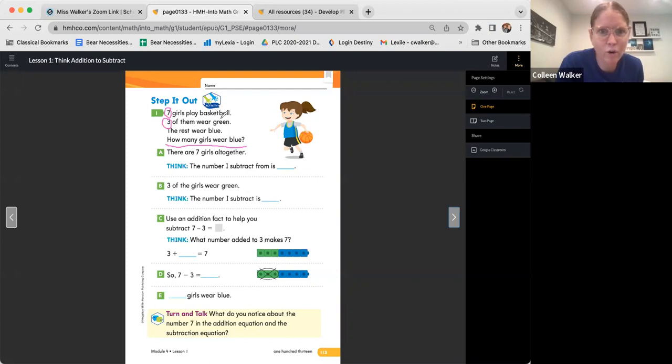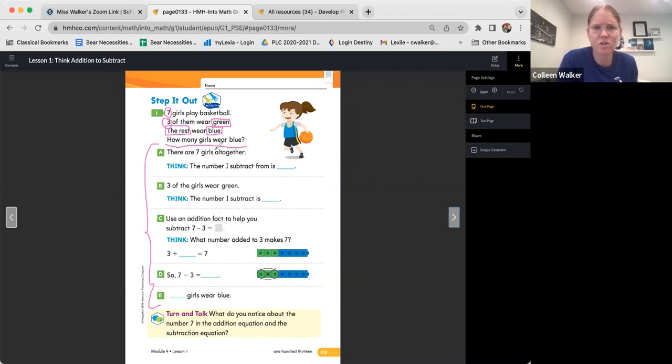3 of them wear green. Yeah, that's important to know 3 are wearing green. And the rest, that's important. It's telling us the other ones, the rest of them, the other set wears blue. Now, it's going to break up the whole problem down right here. So it's going to go step by step.